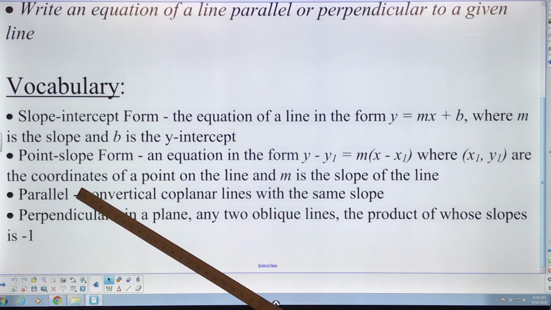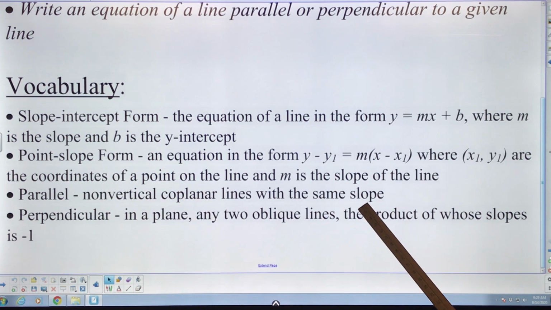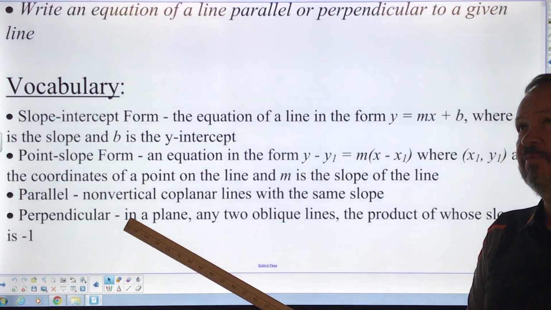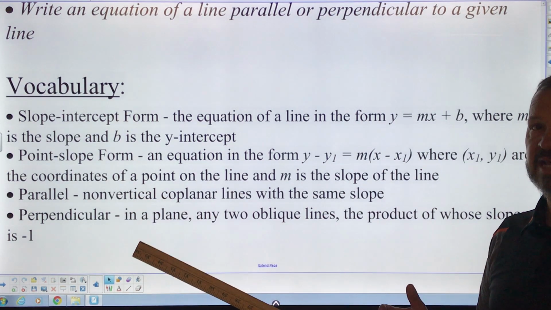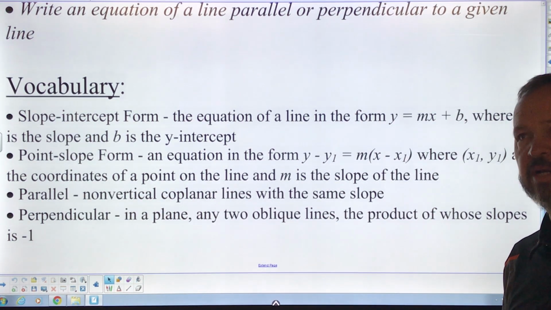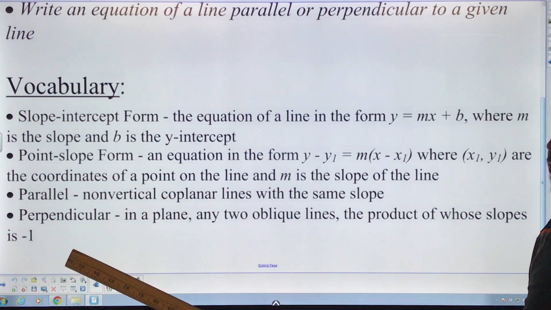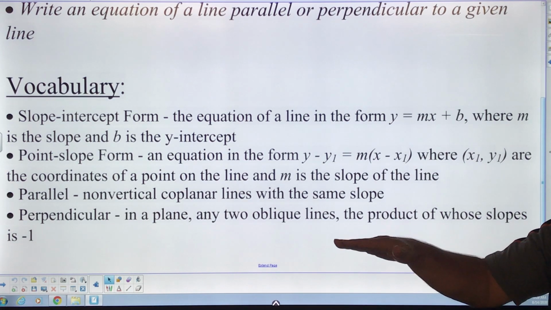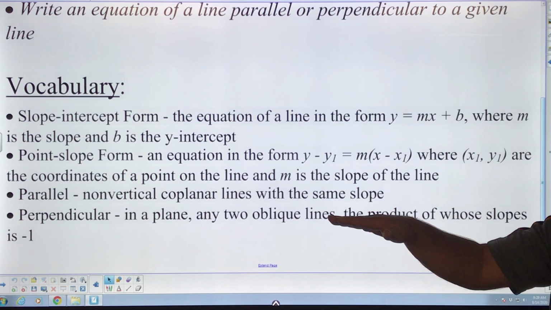Parallel lines are lines that have the same slope. Now in elementary school we said parallel lines are lines that never intersect. Well, the problem with that definition is, how do you know they never intersect out there somewhere 102 miles from here? You can't tell. You can't see out that far. But if they have the same slope, then they don't intersect.